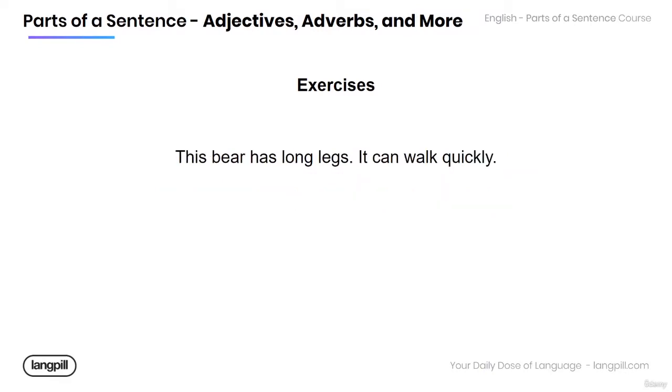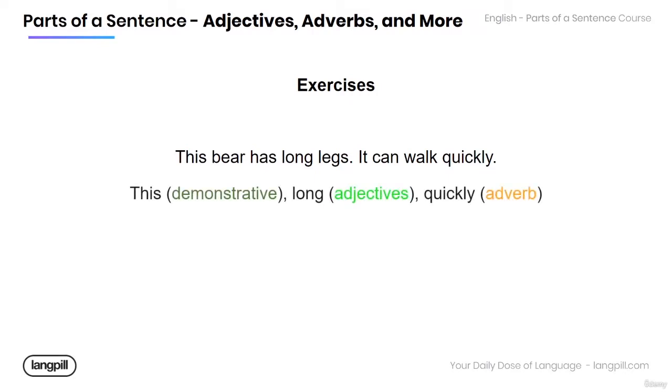Here we have another exercise. Go ahead and pause the video, and we will wait until you unpause to give the answer. Okay, and here we have this, which is a demonstrative for this bear. We have long, for long legs, describing legs, an adjective. And we have quickly, which is an adverb describing how they walk. They walk quickly.